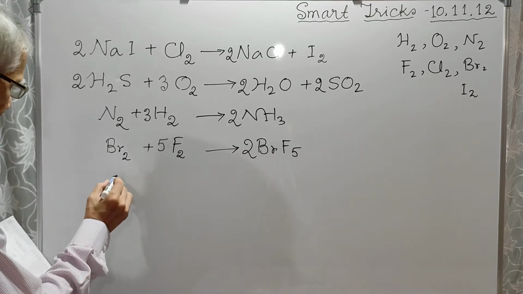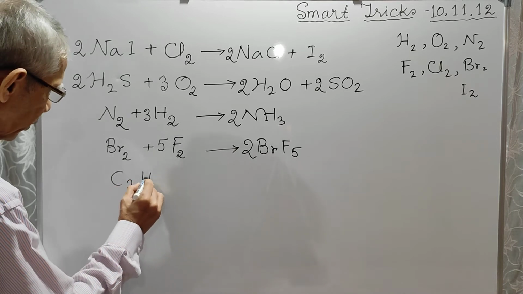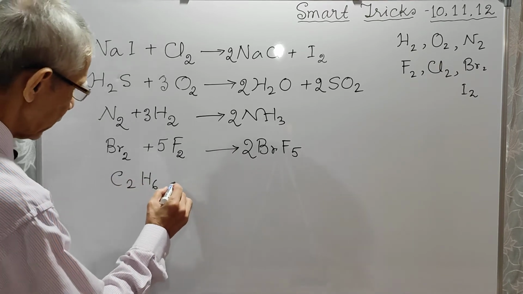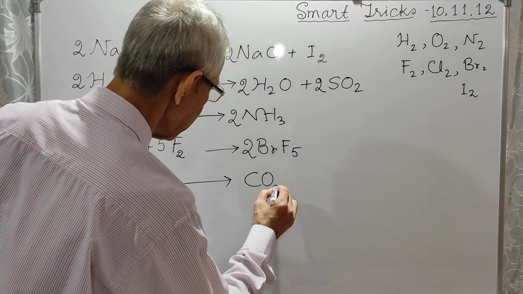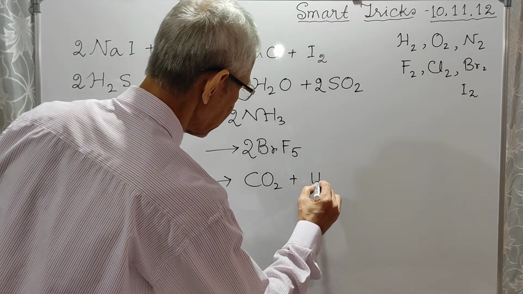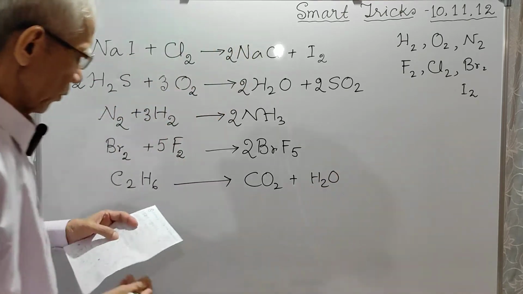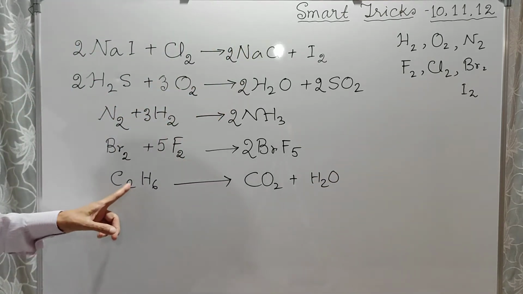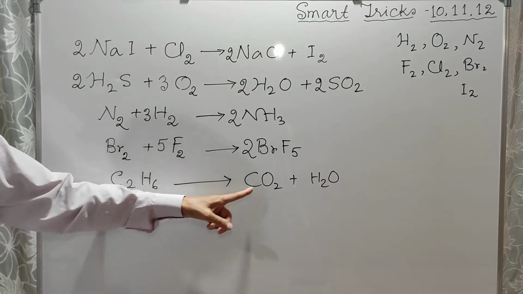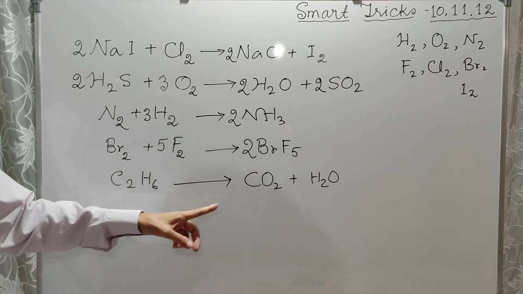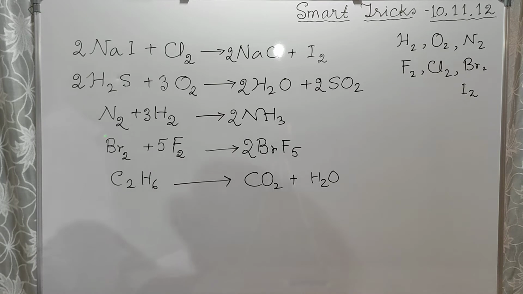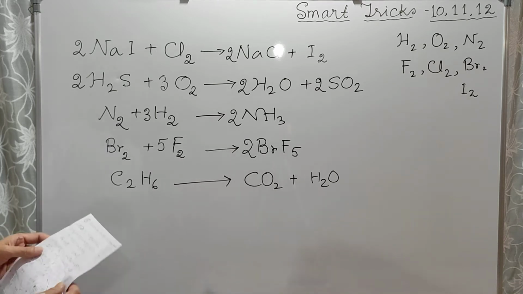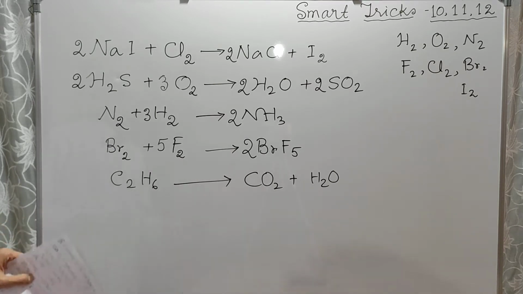The last one, C2H6. This is ethane. Ethane undergoes combustion to produce carbon dioxide and water. So this is ethane gas, C2H6. Ethane undergoes combustion. It burns, that means to produce water and carbon dioxide. All right. To water and carbon dioxide.